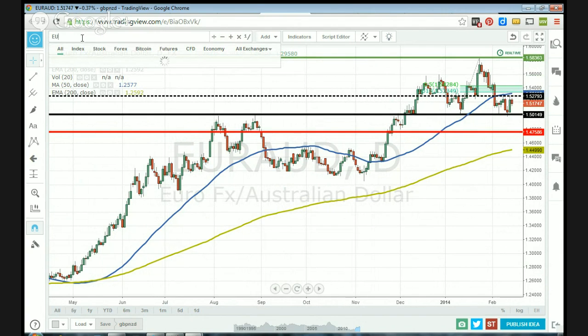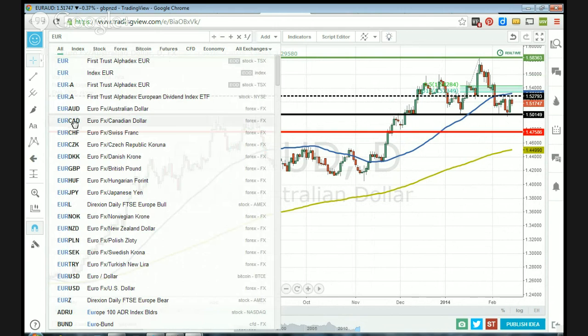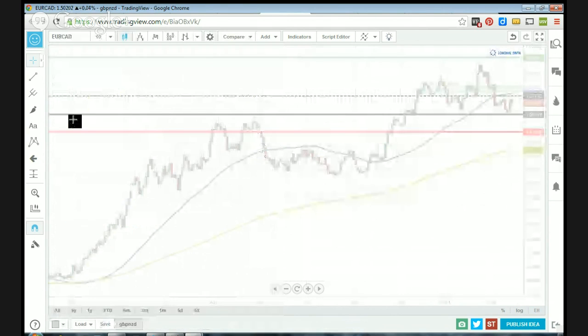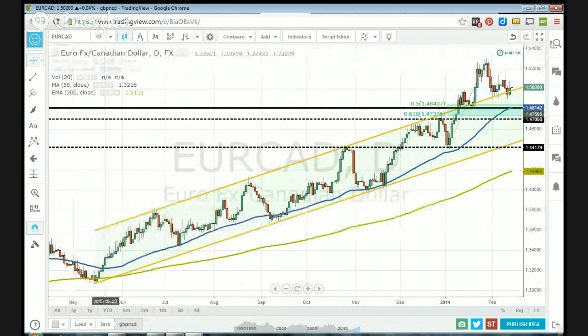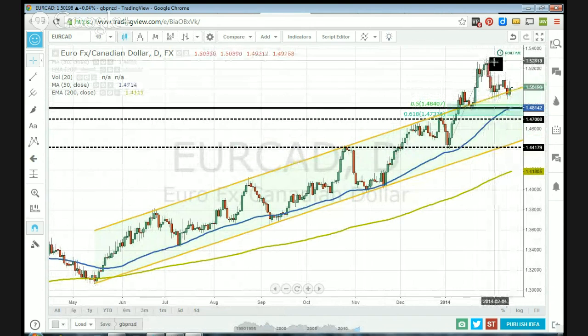Okay, Euro Canada. So yeah, we've discussed this a good bit. It's broken out of this channel. I'm not trading it. I'm watching this. It could be something to learn from. A lot of traders would have gone long already, especially after these candlesticks. As it broke out of the channel, now it's retesting it.